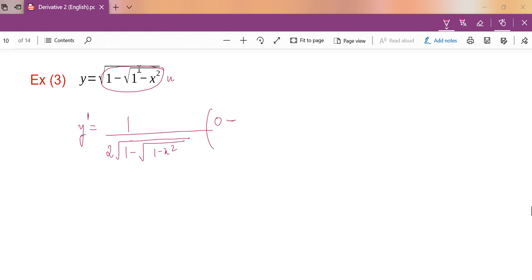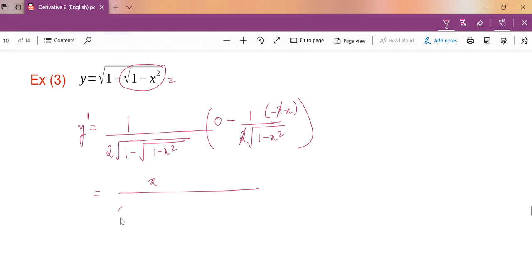0 minus. Now I want to find the derivative of root 1 minus x square. In order to find it, let's call this z. What is the derivative here? Again 1 upon 2 root z, so 1 upon 2 root 1 minus x square. Then again the derivative of the inner function, minus 2x. This is my derivative using the chain rule. So you have x upon root 1 minus x square.